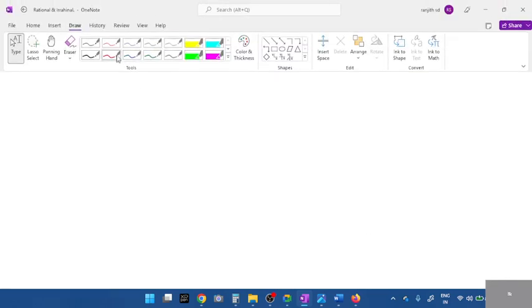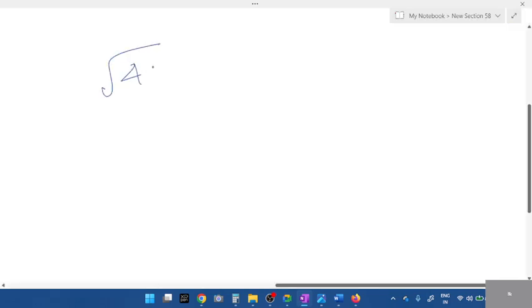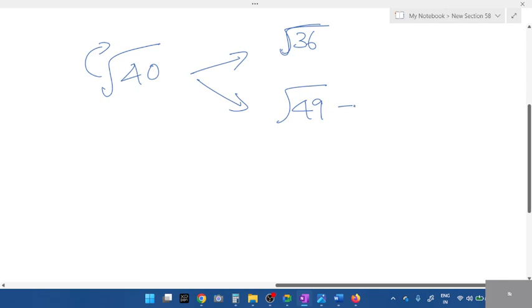That's it. Now if I take the square root of 40, it's not a perfect square number. Before the square root of 40, what's the perfect square we have? All of you respond, students. What is 6 square? Square root of 36 is 6. Square root of 49 is 7. So 40 lies in between 6 and 7.